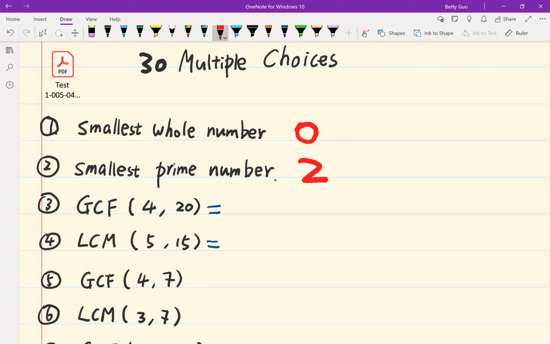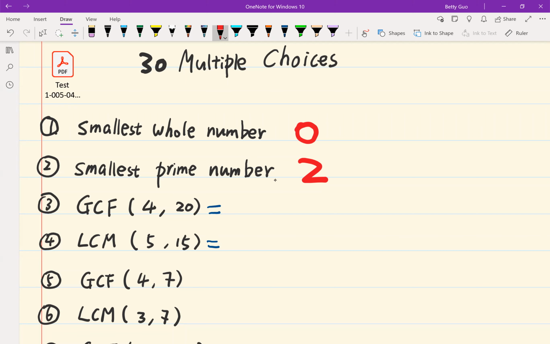I'm going to count after test 1 how many of you get number 1 wrong, number 2 wrong, okay? The smallest whole number is 0. The smallest prime number is 2. Okay. Next up, number 3. What's the GCF of 4 and 20?